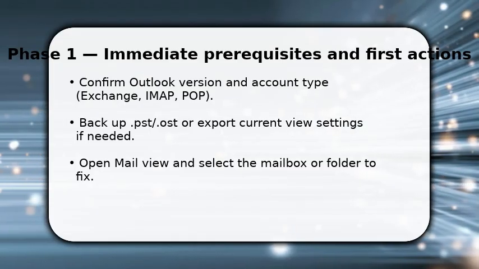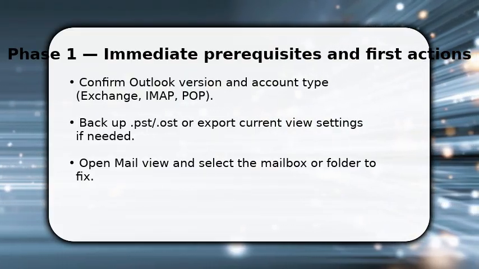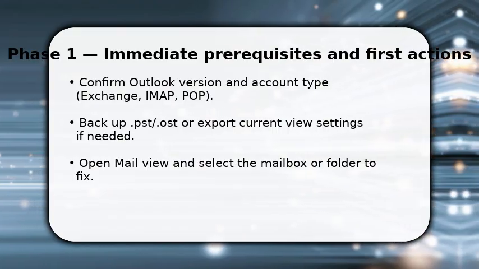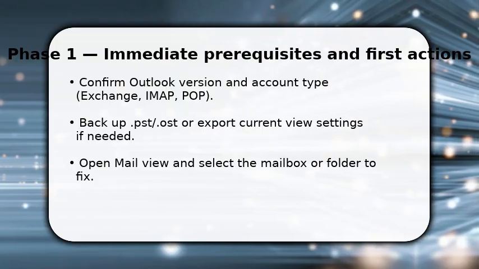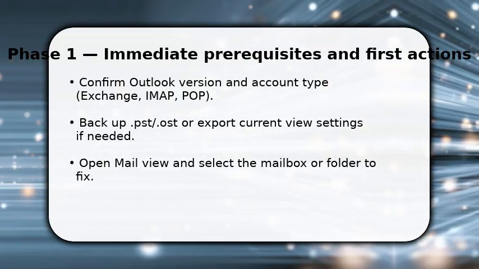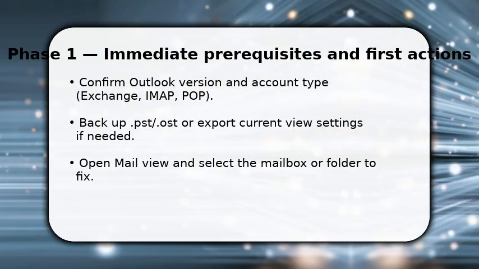You start by opening Outlook and choosing the mailbox you want to fix. Make sure you know the account type, Exchange versus IMAP or POP, because some options differ. Once open, back up your PST or export view settings if you rely on custom layouts. This prevents data loss. Now focus on the mail view pane.